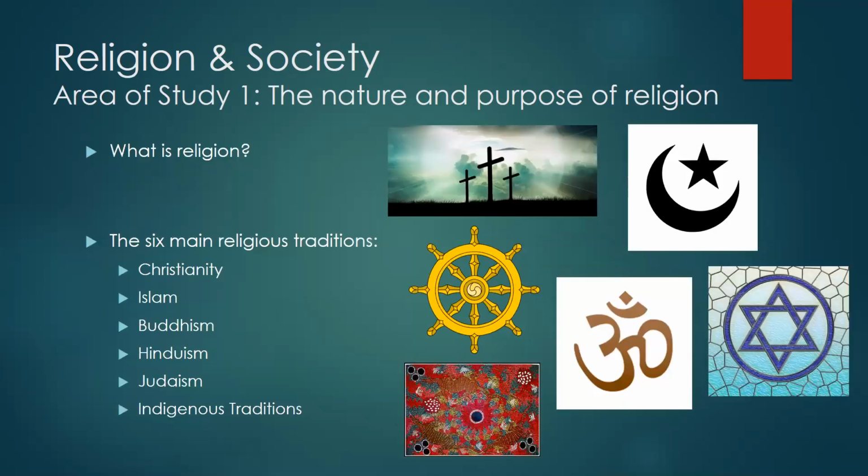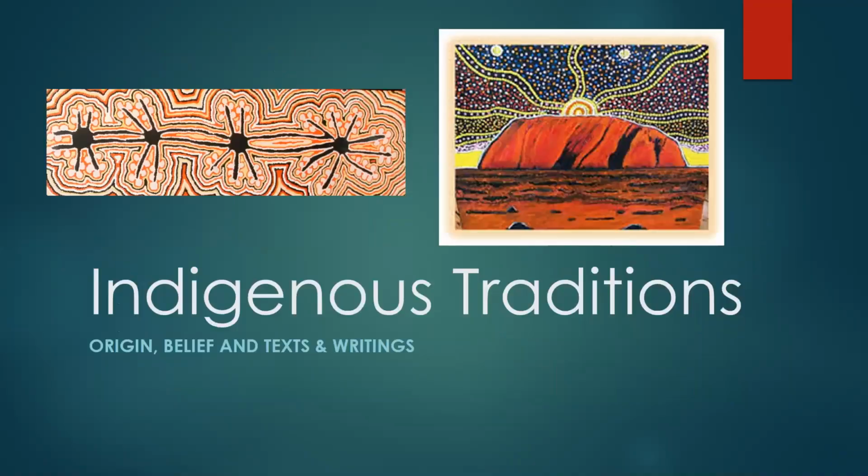What is religion? Religion is the belief in and worship of a superhuman controlling power, especially a personal God or gods. The 6 main religious traditions are Christianity, Islam, Buddhism, Hinduism, Judaism, and Indigenous traditions. Today we're actually going to look deeper into Indigenous traditions.